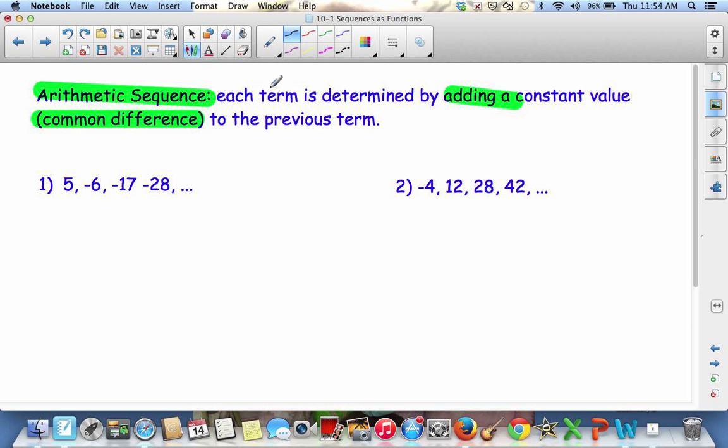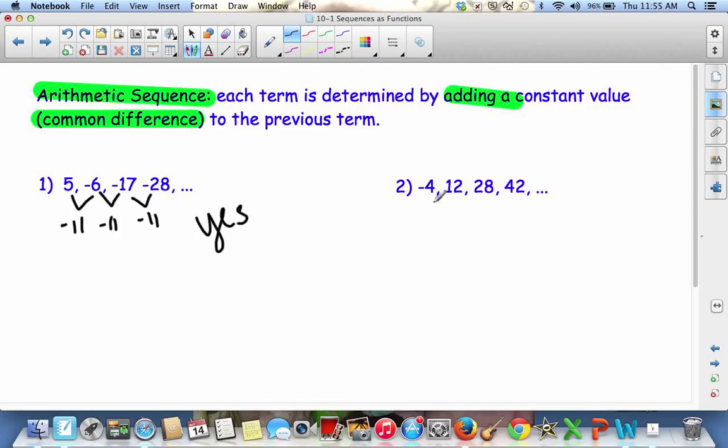So what I would like to do on these examples is determine whether or not these are arithmetic sequences. Are we adding a constant each time? Do they have a common difference? Well, here we go from 5 to -6, so we're technically adding a -11, adding a -11, adding a -11. So yes, this is an arithmetic sequence.